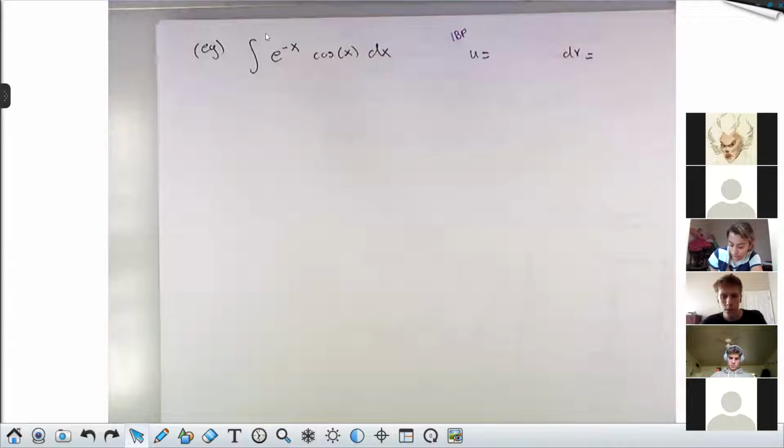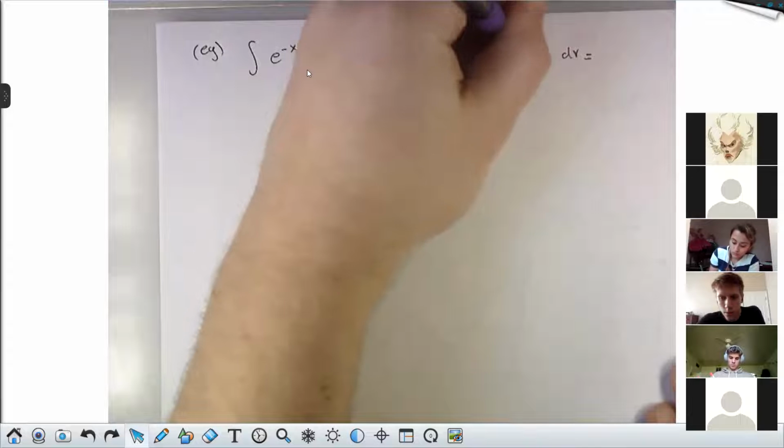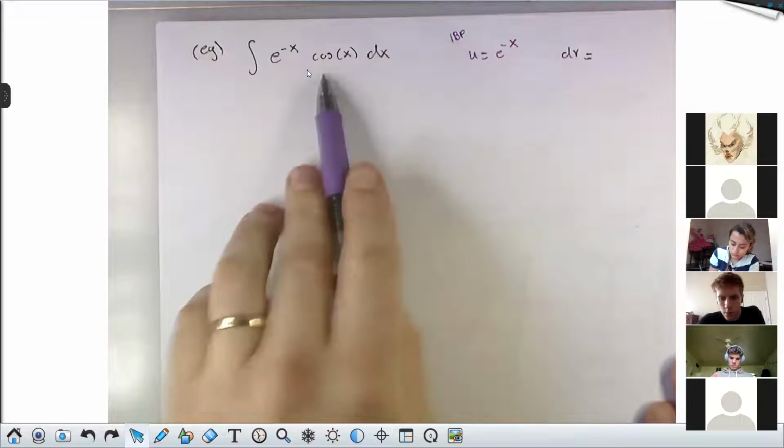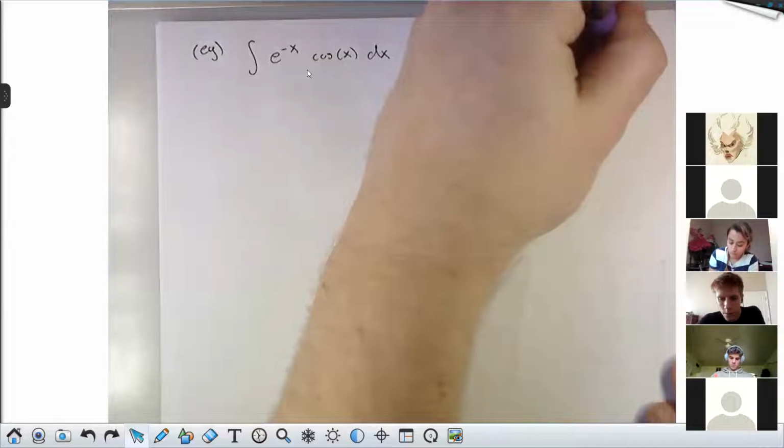So do I have any logarithms in this? No. Do I have any inverse functions in this? No. Do I have any polynomial functions in this? No. Do I have any exponential functions in this? Yes, I do. E to the negative x is an exponential. So that's what I'll choose for u. And then everything else is going to be dv. So dv is cosine of x dx.